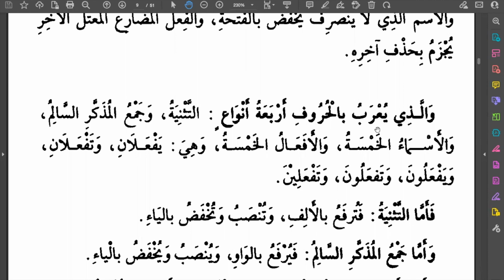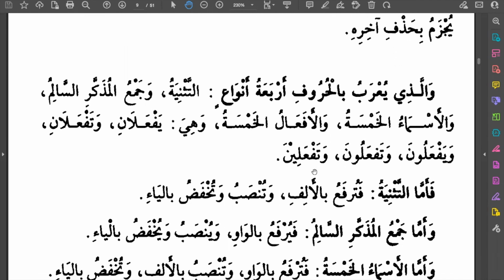So he says والذي يعرب بالحروف أربعة أنواع, and those things that are mu'arab with letters are four. التثنية, the dual noun كتابان مسجدان. وجمع المذكر السالم, the sound masculine plural مسلمون. and الأسماء الخمسة, the five nouns, and الأفعال الخمسة, the five verbs. وهي, and the five verbs are يفعلان تفعلان يفعلون تفعلون وتفعلين.